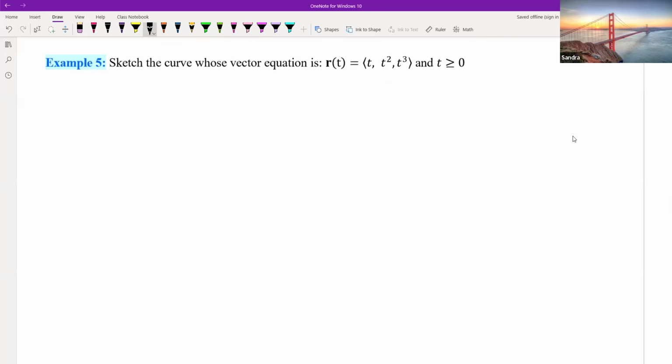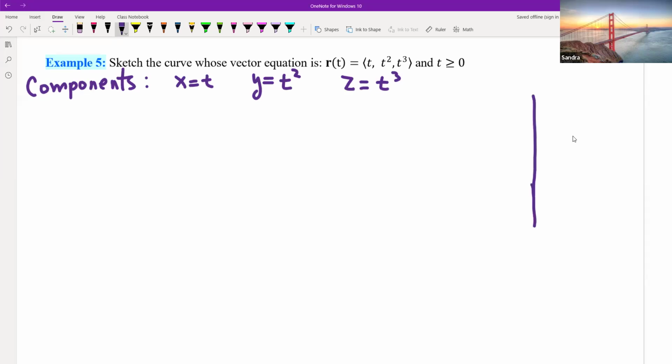Okay, so then we have another vector function. Components: go ahead and start the same way for all of them. x equals t, y equals t squared, z equals t to the third power. We have 3 different components. 3 components mean we have a surface, and so we are going to be using the xyz plane.